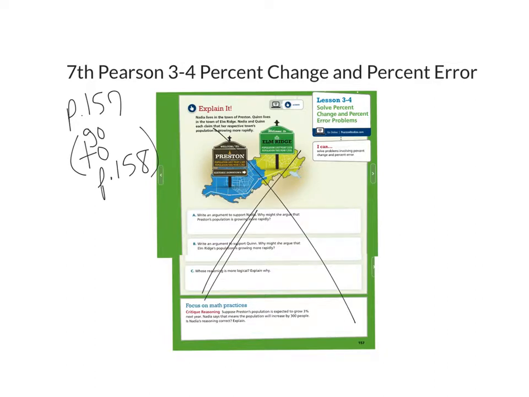Lesson 3.4, we're looking at percent change and percent error. Lesson starts here on 157. We're going to go ahead over to 158.